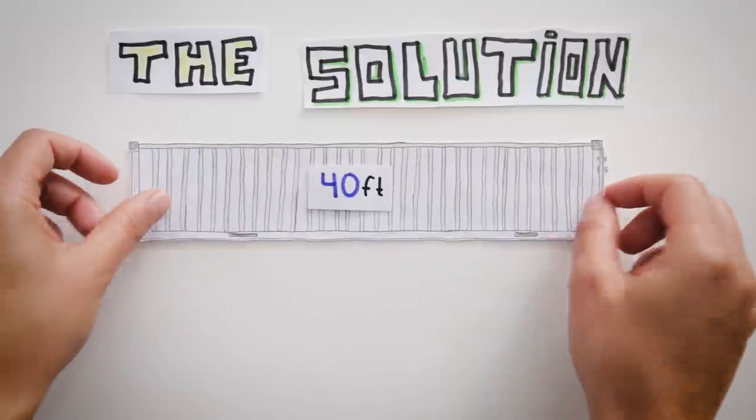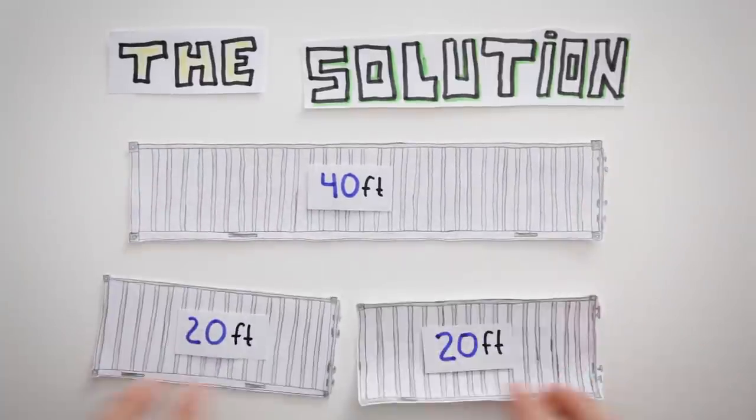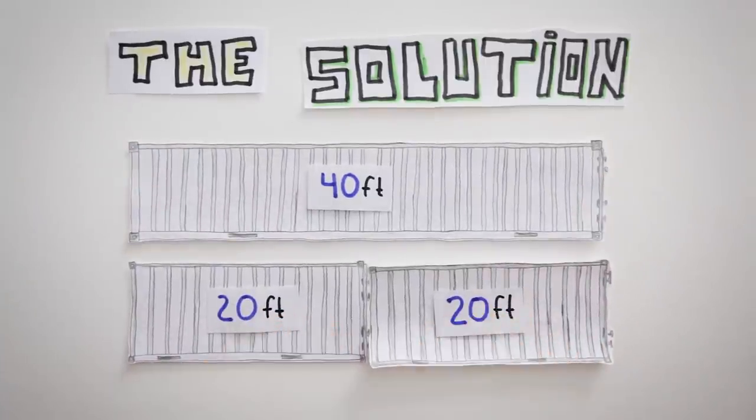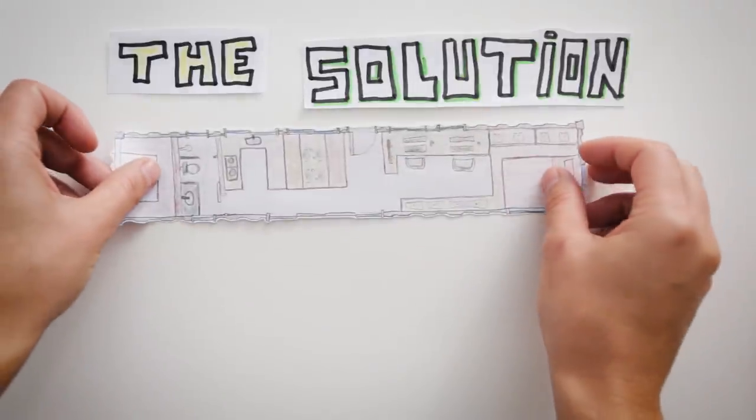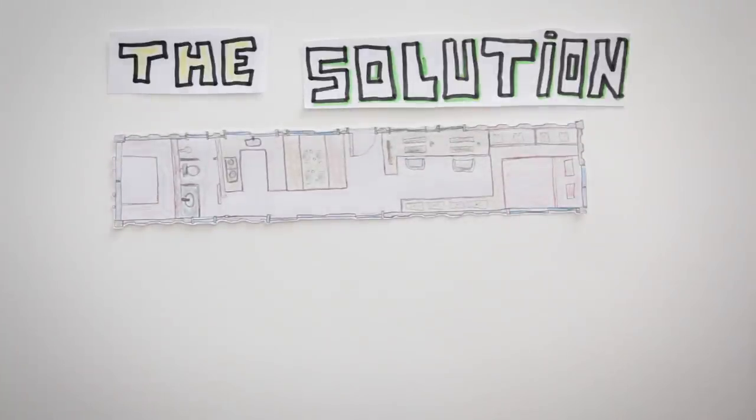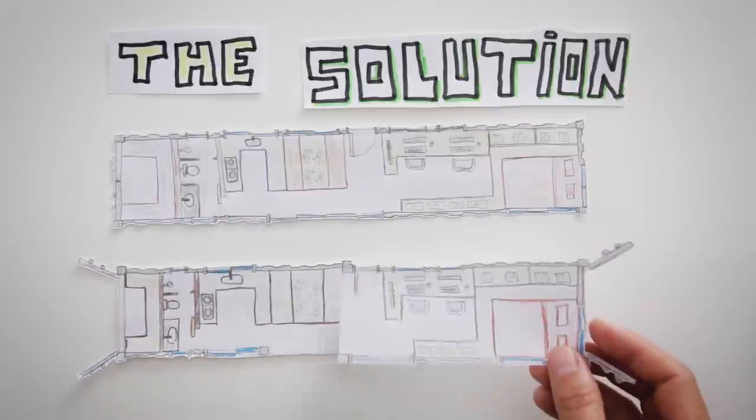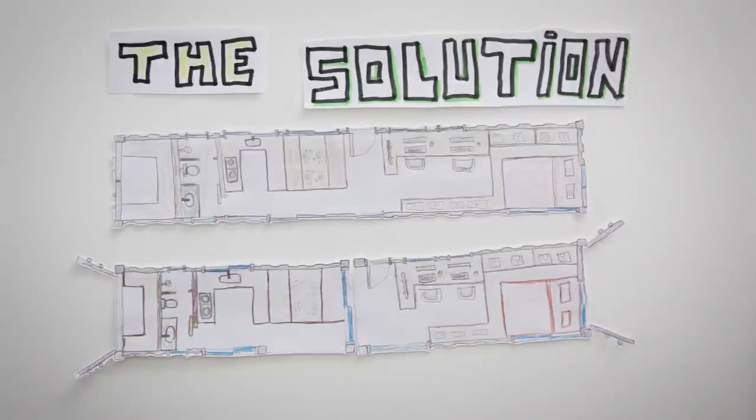Basically, the size of one 40-foot container is the same size of two 20-foot containers. So the idea was, instead of using one 40-foot container, we would use two 20-foot containers. And in this way, we wouldn't have to change the layout.